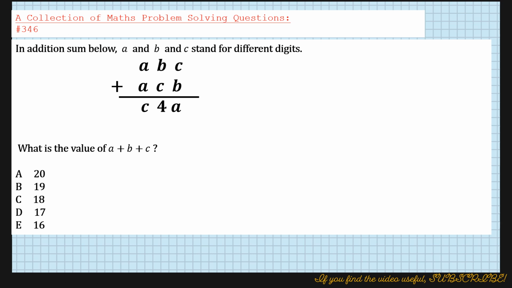In addition, the symbols below, a, b, and c, stand for different digits. What is the value of a plus b plus c? So the first thing you notice is b and c added together should give you 4. So the options probably for b and c are 1 and 3, because 1 plus 3 is 4. So we start with that, see what happens.